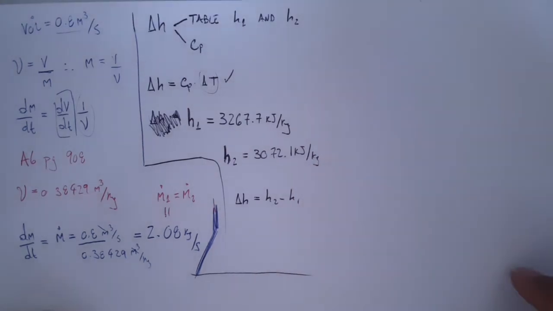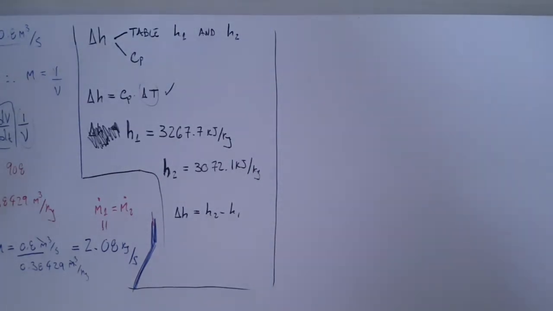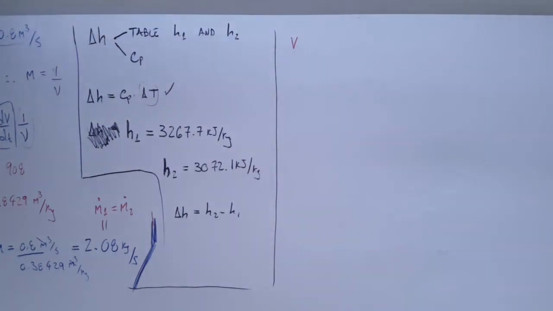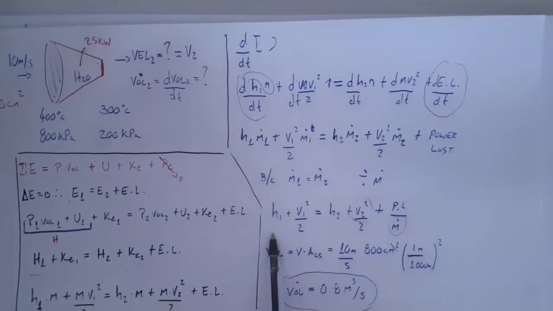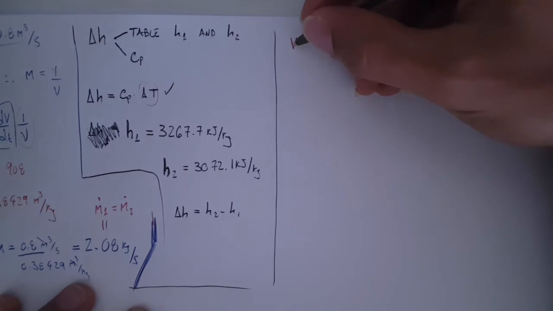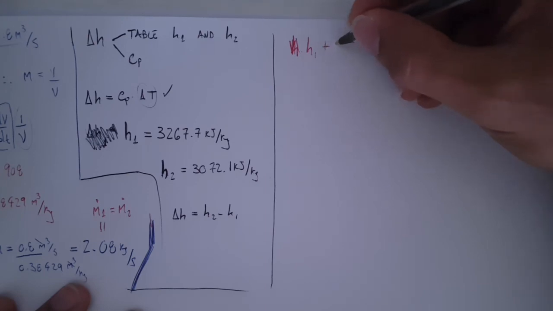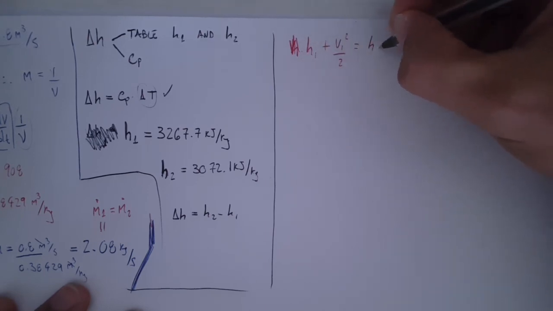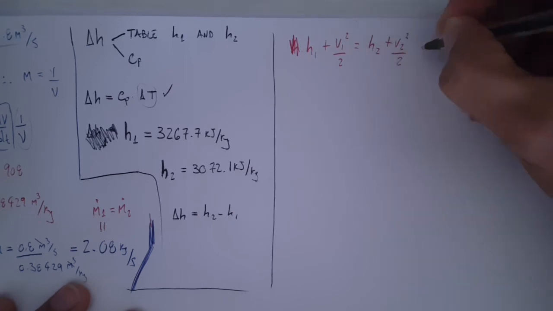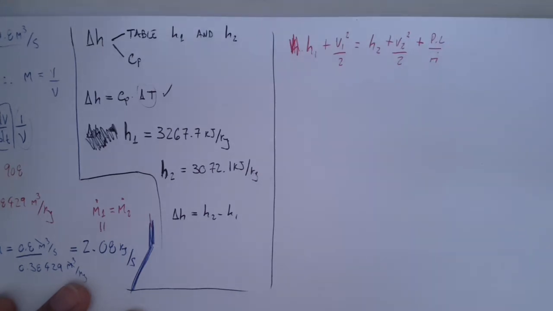Let's go back to our main equation, which stated that... just recall where we came from, right? We were looking at this equation here so that we could solve. So we needed H1, we needed H2, and we're trying to find this guy here, okay? So let's actually write the whole thing down and then we can go from there. H1 plus V1 squared over 2 equals H2 plus V2 squared over 2 plus the power lost divided by the mass flow rate. Okay.